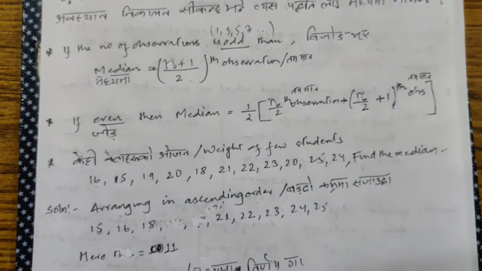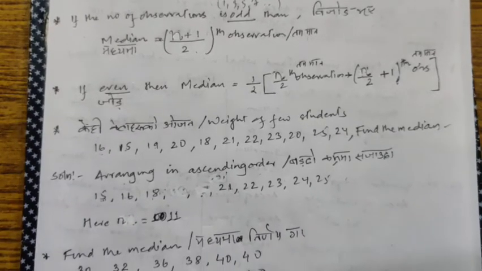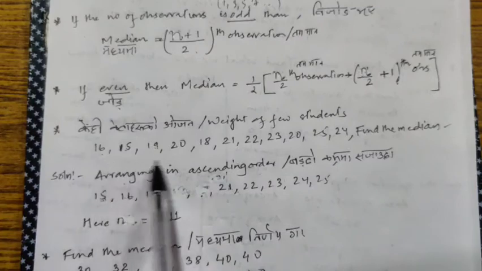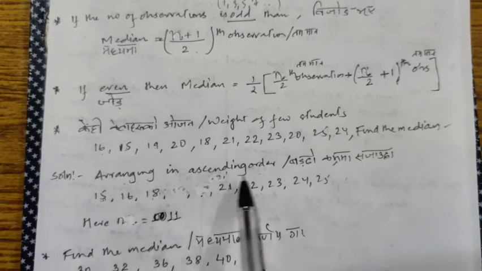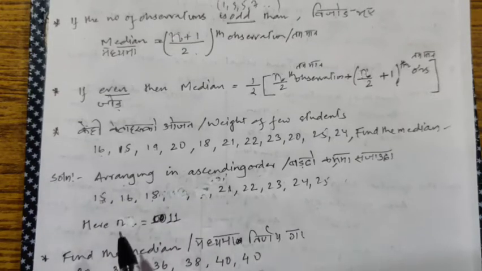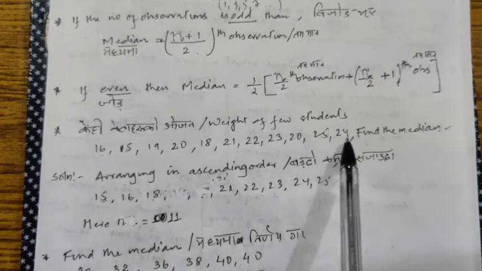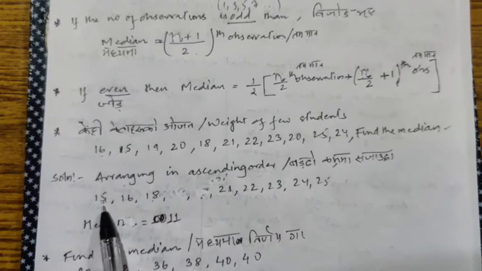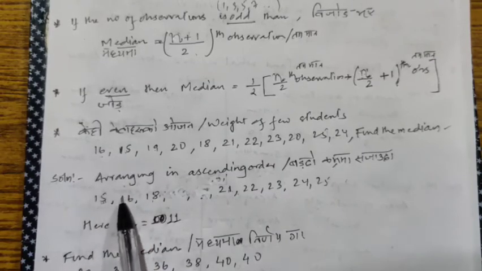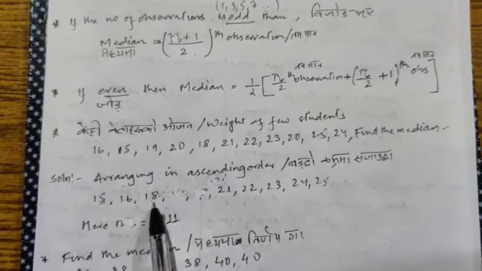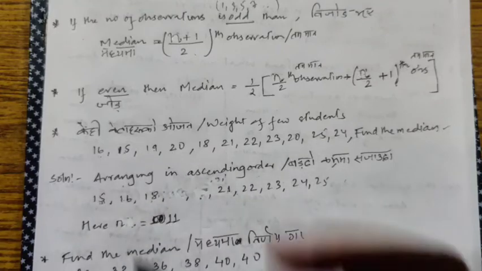Okay, so let's take down one question and see where we end up. The question is out here. Weights of a few students are given to us, so we need to find the median. Let's arrange in ascending order. Ascending means from small to big. So see which is the smallest number. 15. After 15, which one? 16. After that, 18. After that, what do we have? 19. Let's write 19.